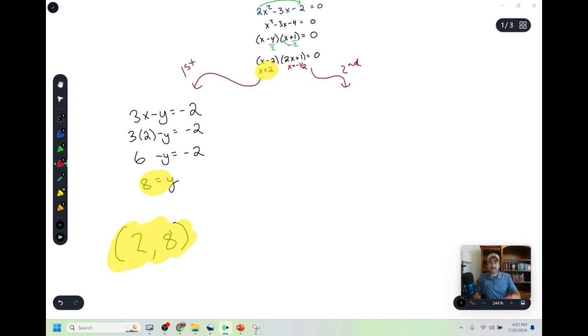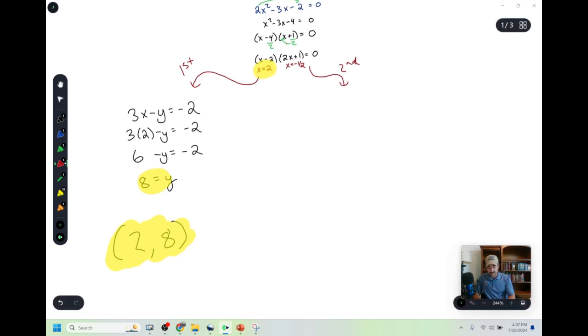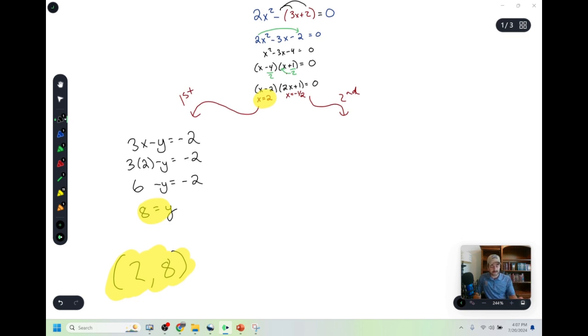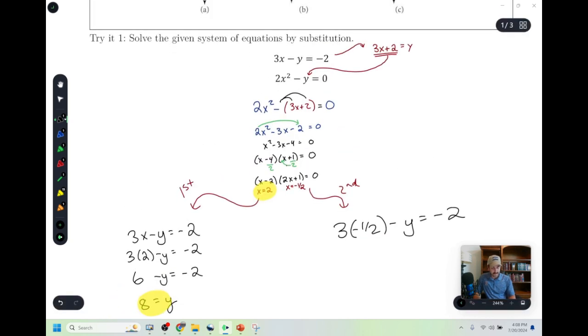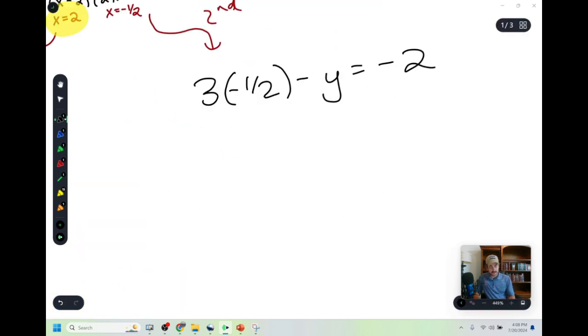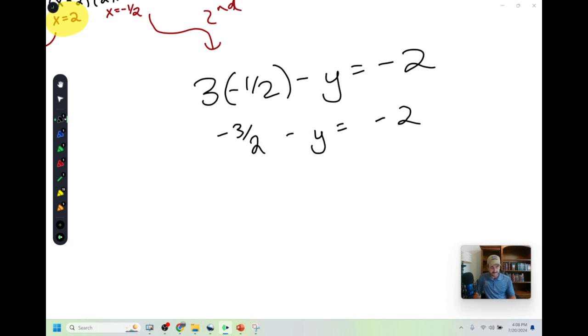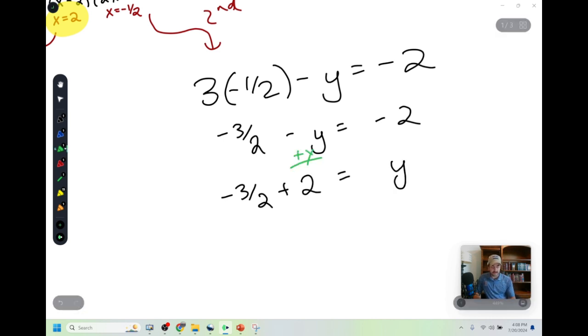We'll keep going. We got a second x value for a second solution, so I'm going to plug it into the same equation and get a different y value. The equation was 3 times negative 1/2, plug it in for the x, minus y equals negative 2. Is that right? 3x minus y equals negative, yep. Okay, so we got negative 3 over 2 minus y equals negative 2. A little bit harder. I'm going to add it over and go negative 3 over 2 plus 2 equals y. All I did there is add y here and add 2 here to both sides.